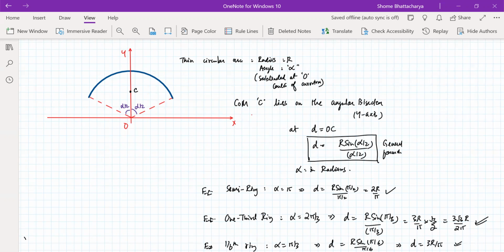Or we have the case of, let's say, a quarter arc. So alpha is equal to pi by 2. So D will become r sine 45 degrees divided by pi by 4. So 4r by root 2 pi. So any given sort of situation, we can calculate the position of the center of mass.